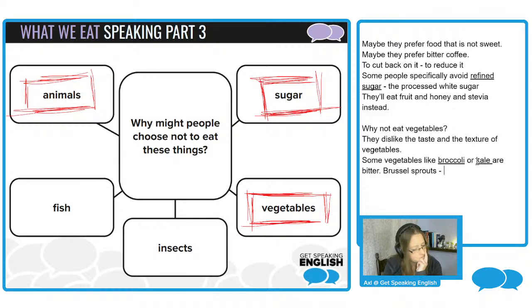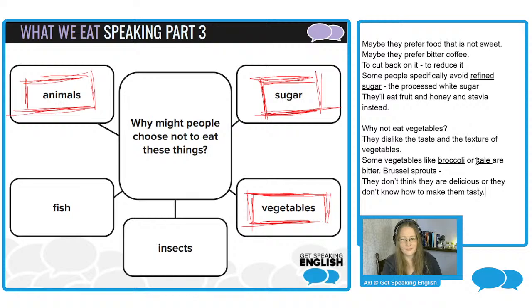Or maybe they don't really know how to cook vegetables. Yeah, maybe they just don't find them to be very delicious, right? Or maybe they struggle with how to make them tasty. I definitely think that's an issue too, right? Because if you don't know how to cook something, if you don't know how to season something, it can be really hard to make it palatable.